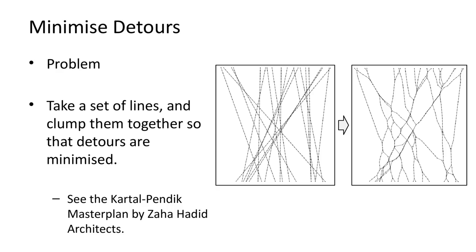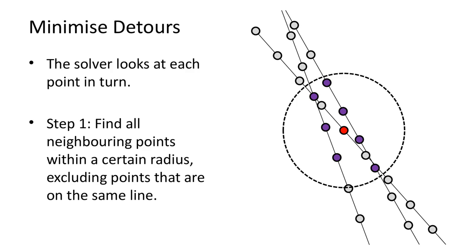For this example, we will look at how this type of solver can be used to clump together a set of paths. The aim is to reduce the number of separate paths, while at the same time minimizing detours that would have to be taken. Previously, the approach had been researched by Frei Otto, using physical modeling. In this case, the points on the lines are the particles in the particle system. The iterative process involves moving particles towards one another over a number of time steps.